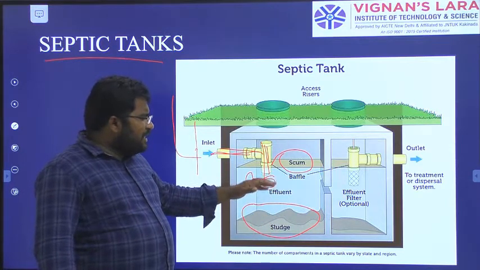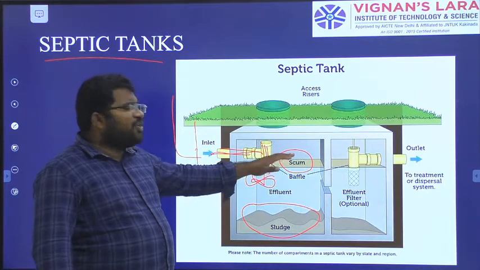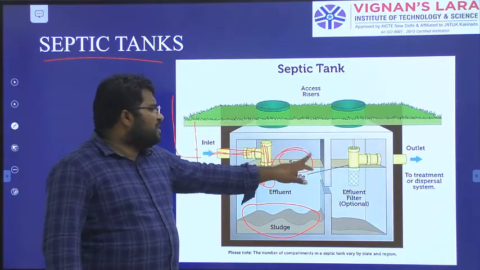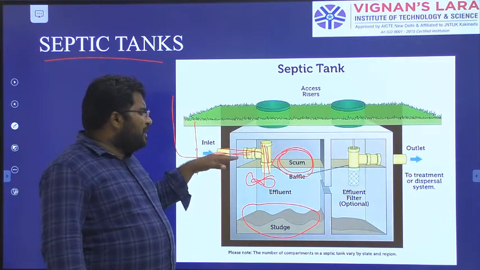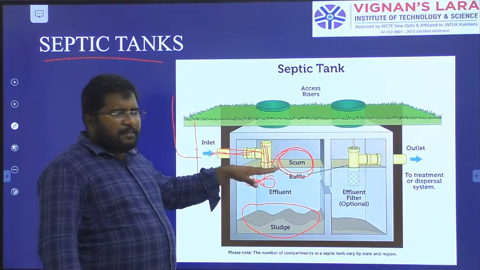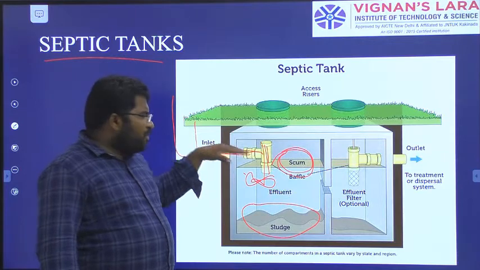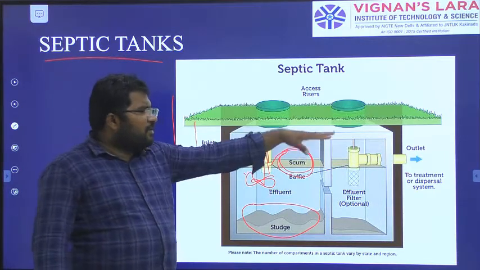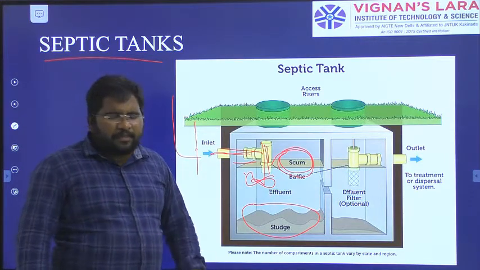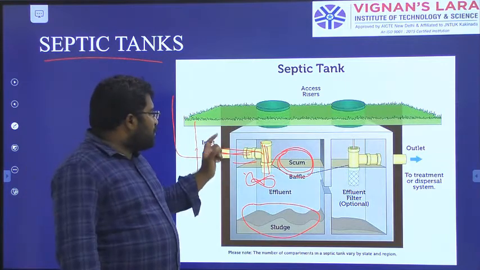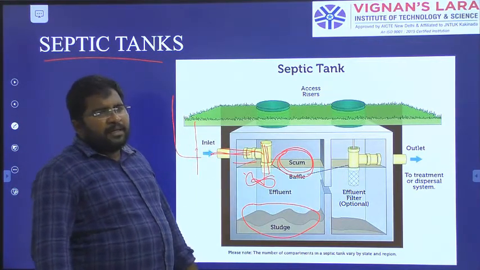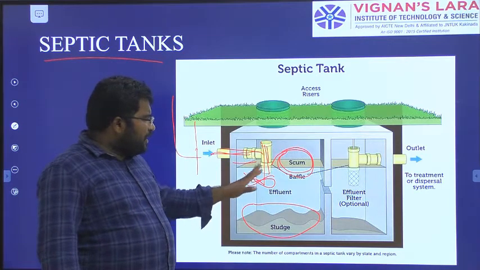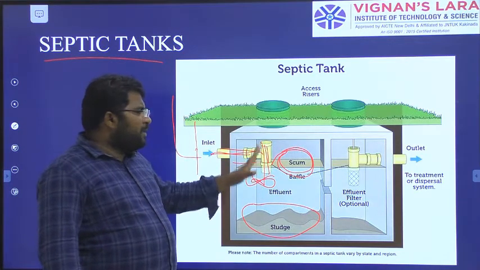If there is any greasy or light matter, it is going to float over the surface. That greasy matter is called scum. Now the inlet water cannot be mixed with the scum. If it mixes with the scum, the treatment may not be proper, so we should take care that the inlet water does not mix with scum. That's why we provide a T.